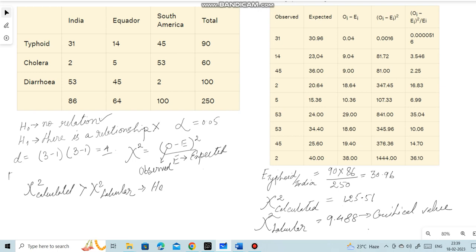So we say that there is no relationship between the diseases and the geographies because our calculated value is greater than the tabular value. The chi-square tabular value is lesser than the chi-square calculated value. Hence, we do not have enough evidence to reject the null hypothesis. Hence, we are accepting the null hypothesis and in turn rejecting the alternate hypothesis. So this is all for today.